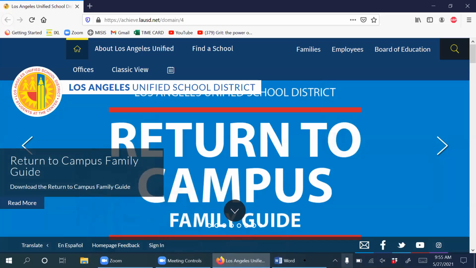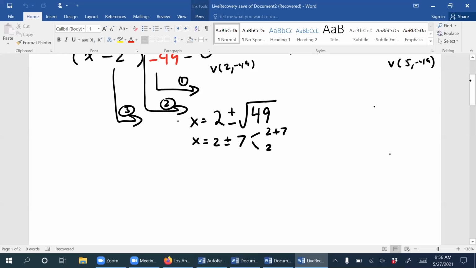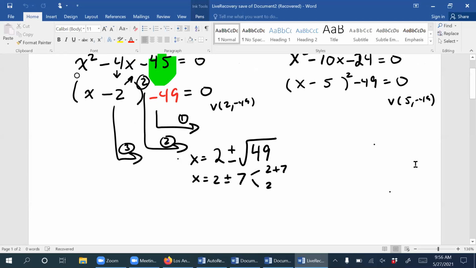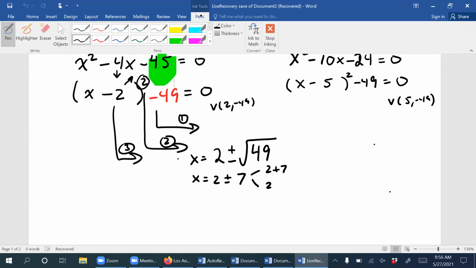Oh my goodness. It died on me, like legit. Okay, I was able to get it back. So 2 minus 7, negative 5... so we have two possibilities. Our answers are going to be 9 and negative 5.